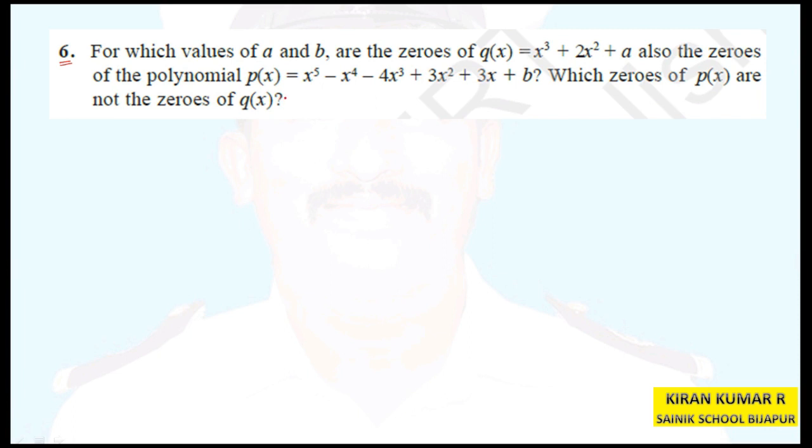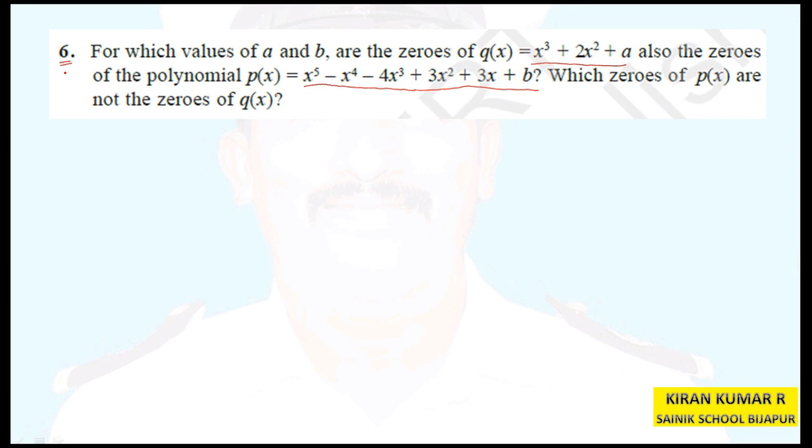For which values of a and b are the zeros of q of x equal to x cube plus 2x square plus a also the zeros of the polynomial p of x equal to x to the power 5 minus x to the power 4 minus 4x cube plus 3x square plus 3x plus b? Which zeros of p of x are not the zeros of q of x?